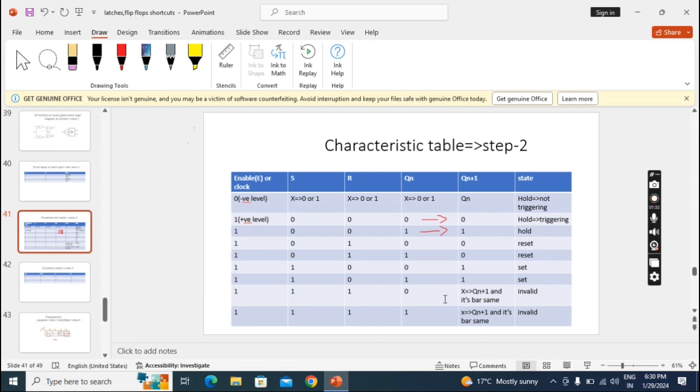So invalid X means, here what you have to observe, here X means 0 or 1. And here invalid means this Qn plus 1 value and Qn plus 1 bar value both are the same. That's the meaning. Okay.